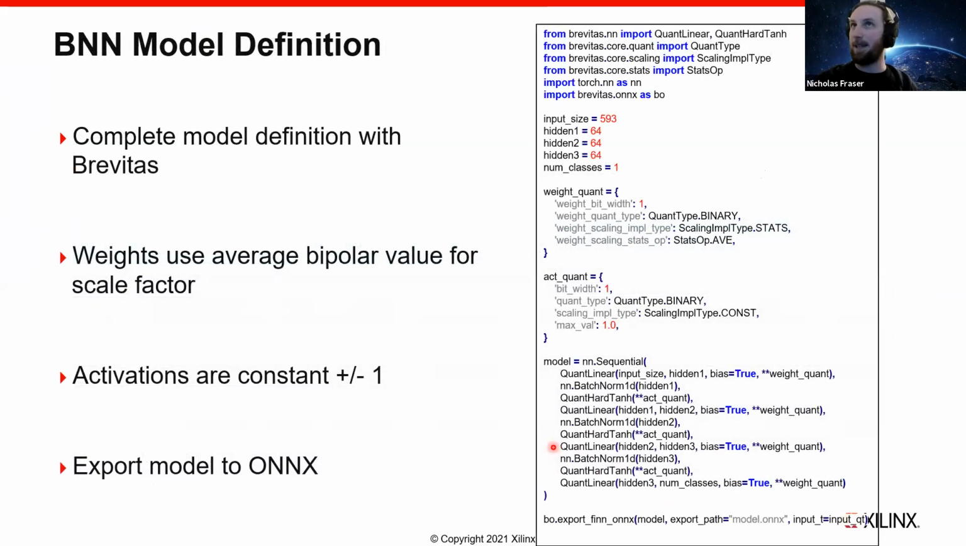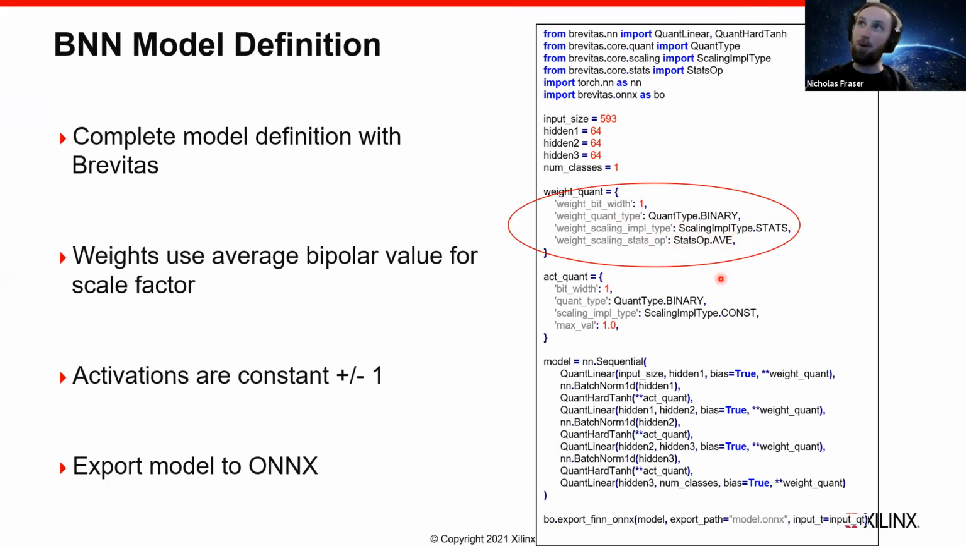So the very last thing, I want to show you a quick model definition of how you might define something like a model that you would actually use with Brevitas. So here's an example of a 3-layer multi-layer perceptron with binary weights, binary activations, okay? And I'll just go through some of the parameters that we're using here. So we're using the binary quantization type. We're using our scale factor. We're calculating from statistics, and we're using the average magnitude.